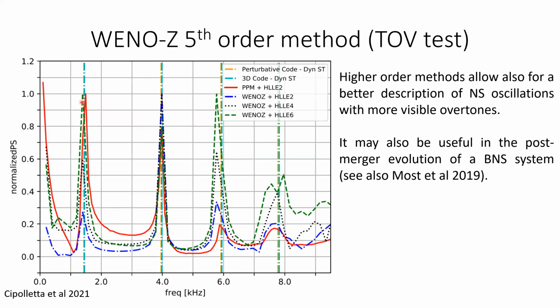The reason for having this high order of convergence, so fifth order instead of the standard second order scheme, has some applications. For example, this is a test where we consider the oscillation of a stable neutron star. The green dashed line represents the power spectral density for the oscillation of the star when evolved with the fifth order method, where one can clearly see not just the fundamental mode of oscillation, but also the overtones. While the standard second order method, the blue dashed line, only shows the fundamental mode, but doesn't show the overtones very well.